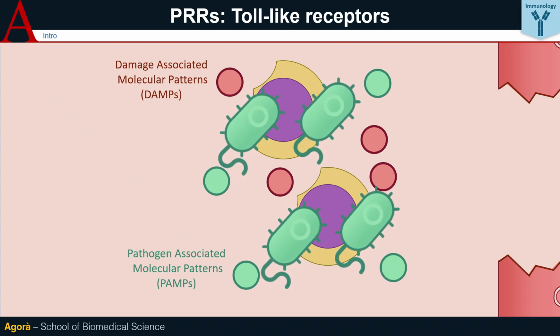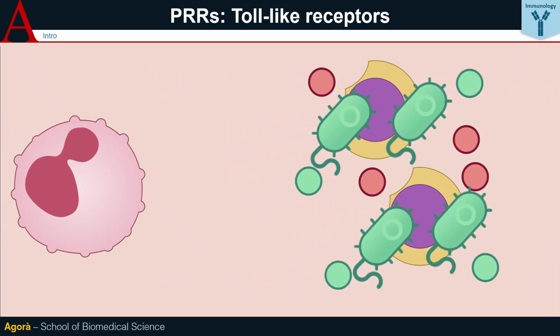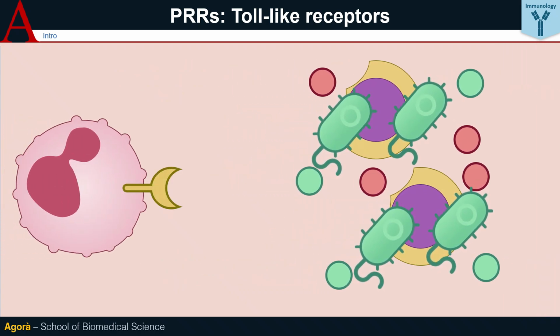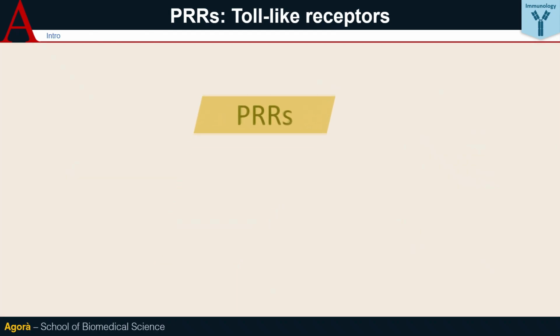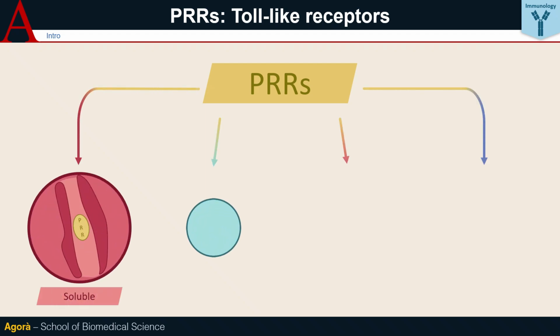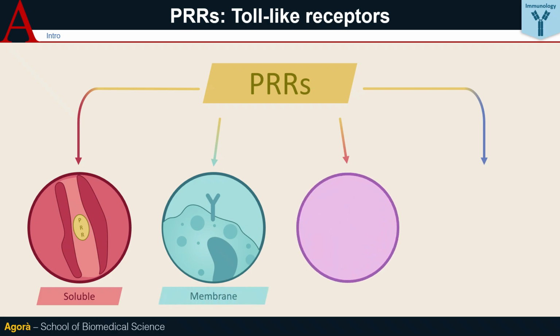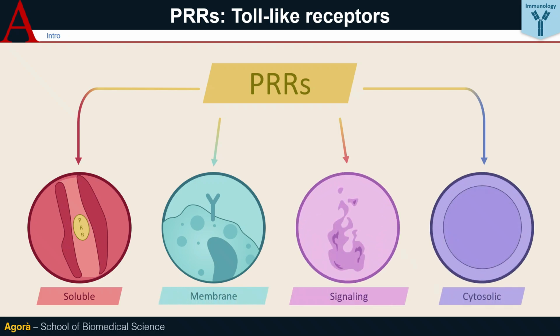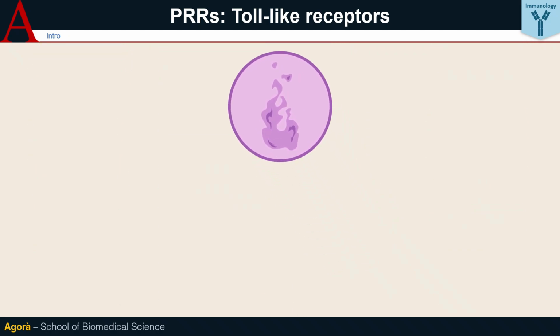The receptors responsible for recognizing PAMPs and DAMPs are termed PRRs, pattern recognition receptors, and can be categorized into 4 groups based on their localization. These include soluble receptors dispersed in body fluids, membrane receptors that stimulate phagocytosis, membrane receptors involved in signaling, leading to the production of inflammatory mediators, and cytosolic receptors. In this video, we will focus on the most crucial class of membrane receptors for signaling, the toll-like receptors.